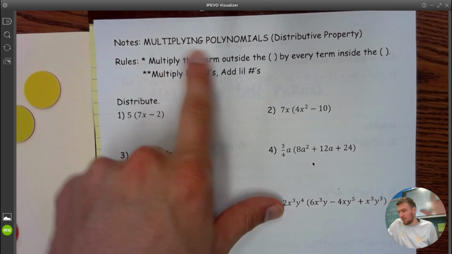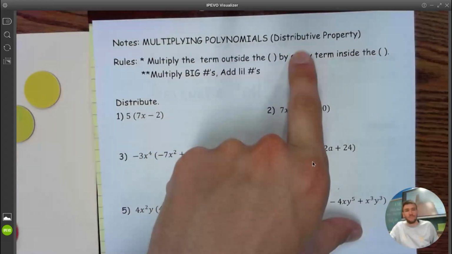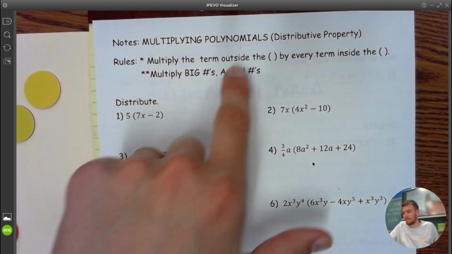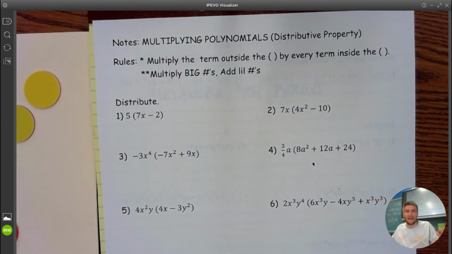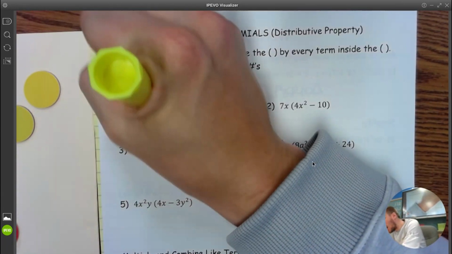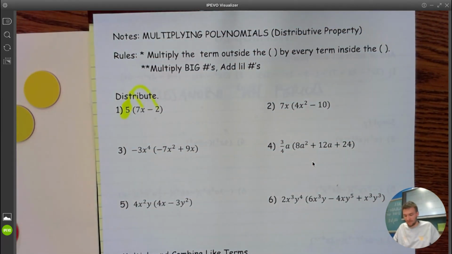Welcome back, everybody. We're doing multiplying polynomials, which is the distributive property. So pretty typical, multiply the term outside the parentheses by everything on the inside. If we look at number 1, this is an easy question. You have literally done hundreds of these questions in your life.